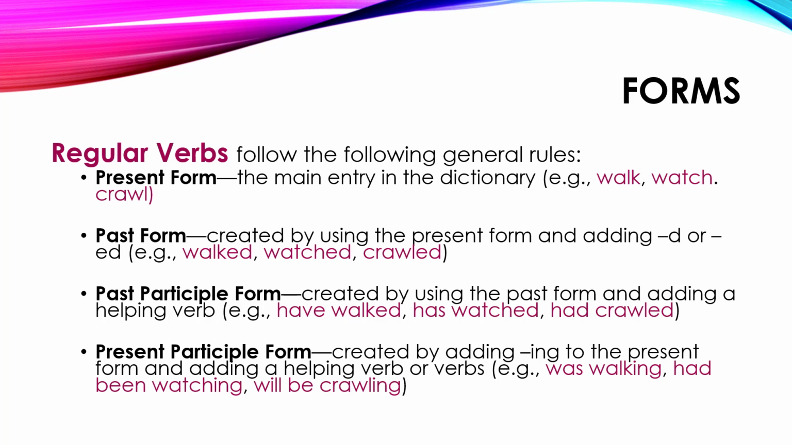The past participle form is created by using the past form and adding a helping verb: have walked, has watched, had crawled. And the present participle form is created by adding ing to the present form and adding a helping verb or verbs: was walking, had been watching, will be crawling. These are all regular verbs, so all of these follow these rules.